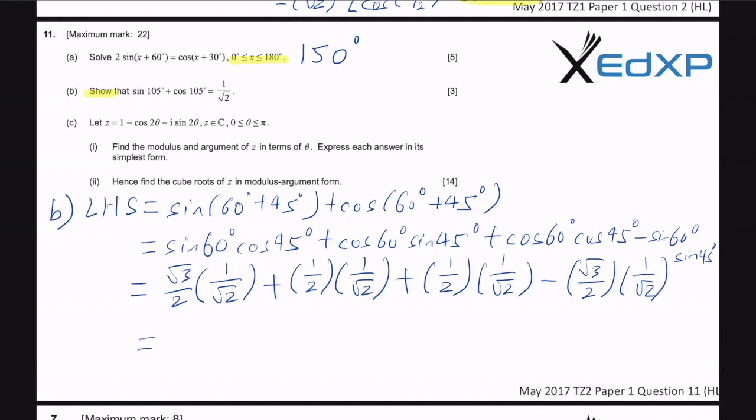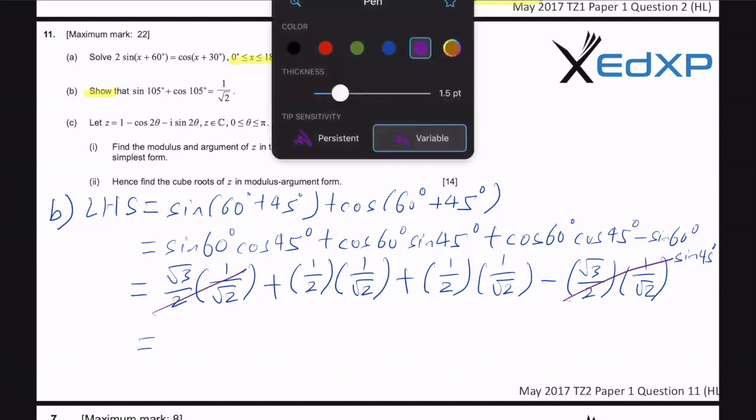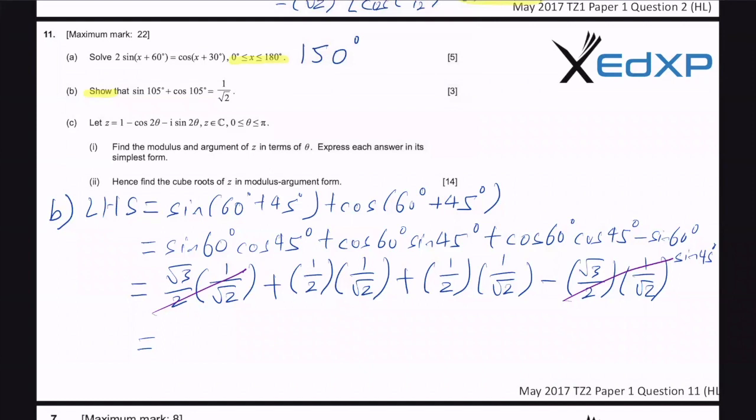Let's see if we can cancel anything out. If we look over here, we can actually strike off the first term and the last term. Same thing. And then we have half of 1 over root 2 plus half of 1 over root 2. So that's 1 over root 2. So that would be the right-hand side. And there we have shown part B. So A and B is done.